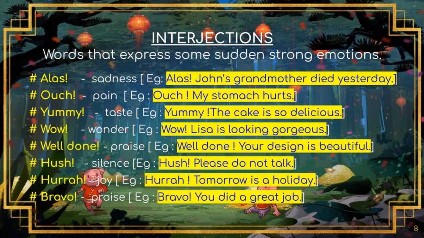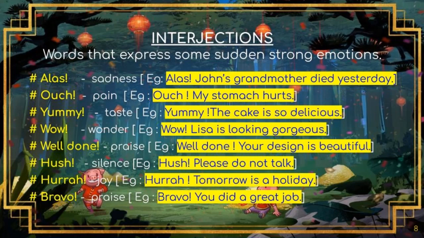Alas is an interjection. It is used to express sadness, unhappiness, pity, or sorrow. For example, Alas, John's grandmother died yesterday. Let us move to the next one, that is ouch. Students, ouch is an interjection. It is used to express our pain. Ouch, my stomach hurts! Let us move to the third one, yummy. Students, yummy is used to express the taste. For example, Yummy, the cake is so delicious!